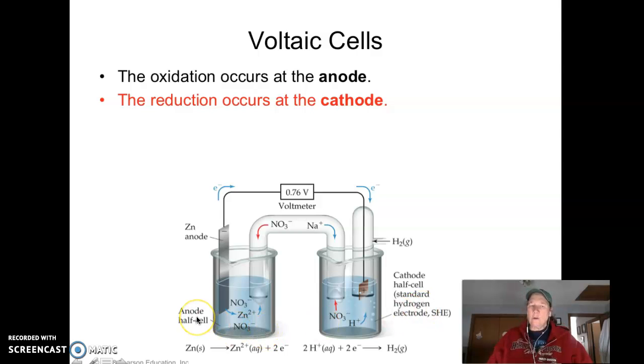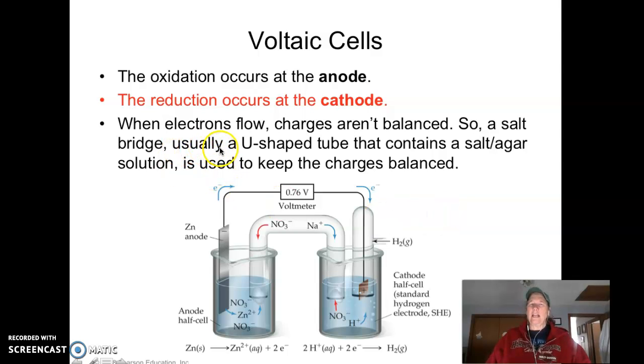So the anode is where oxidation occurs. The cathode is where reduction occurs. And you can remember that electrons always flow from the anode to the cathode. Just think alphabetical, A to C, okay? So they move, and this is your flow, and you can have a voltmeter right here to measure how much energy, how much electricity you're actually getting.